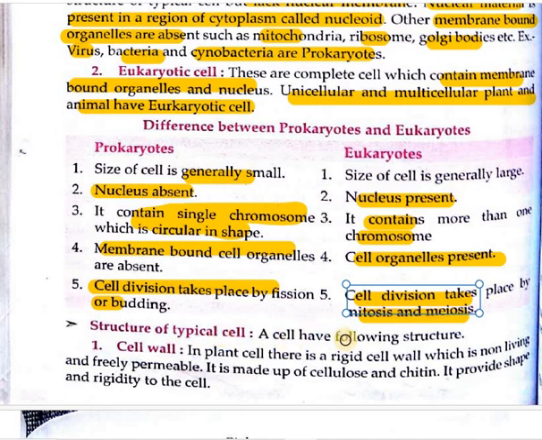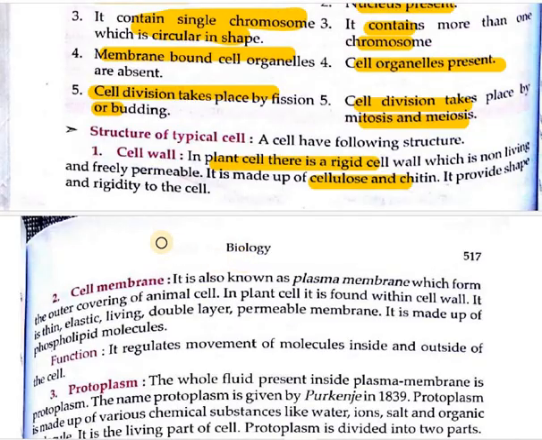Structure of a typical cell. A cell has the following structures: cell wall. In a plant cell, there is a rigid cell wall, which is non-living and freely permeable. It is made up of cellulose and chitin. It provides shape and rigidity to the cell. But the cell wall is not present in animal cells. Always remember, the cell wall is not present in animal cells.